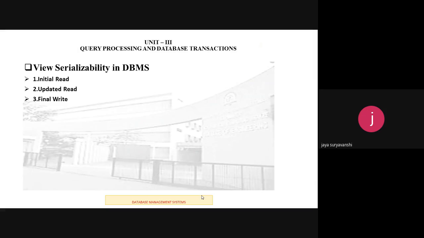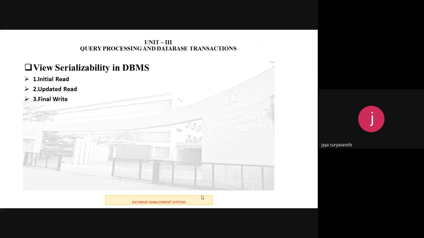Next one is the update read. Suppose in schedule S1 the transaction Tm is reading A, which is updated by the transaction Tn, then in S2 also Tm should read A, which is updated by Tn. So the two schedules are view equivalent because in S1 transaction T3 is reading the A updated by transaction T2, and in S2 transaction T3 is also reading A, which is updated by transaction T2. So this is the update read, and the final write is what?